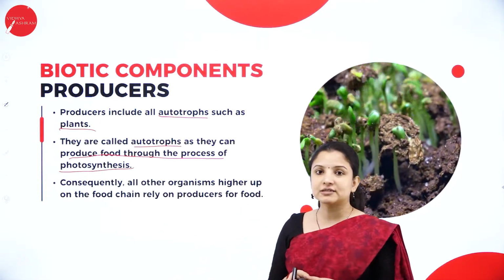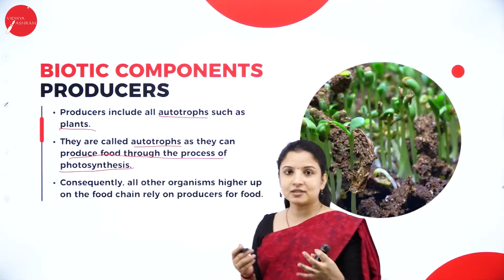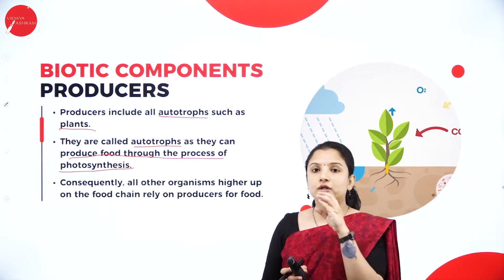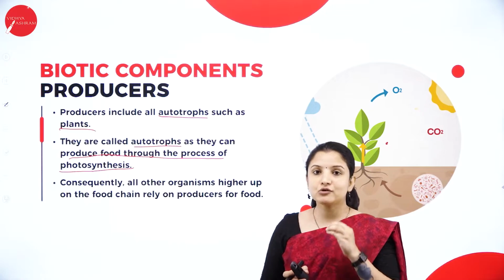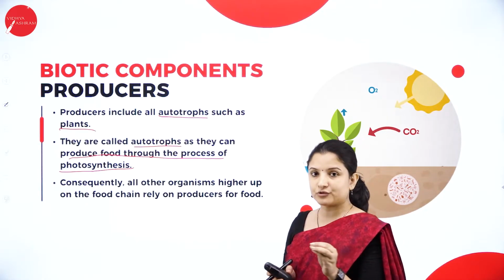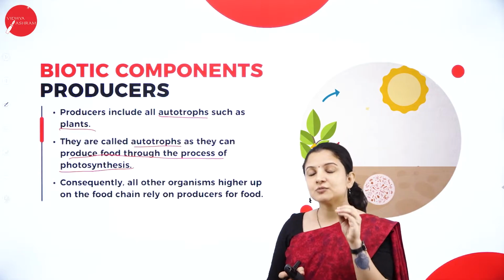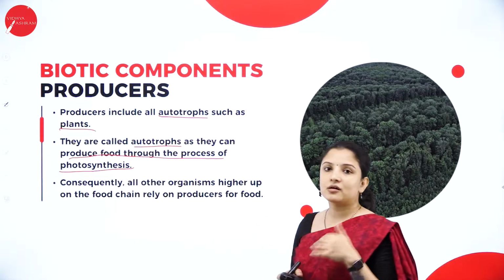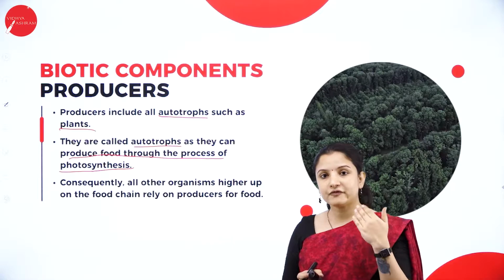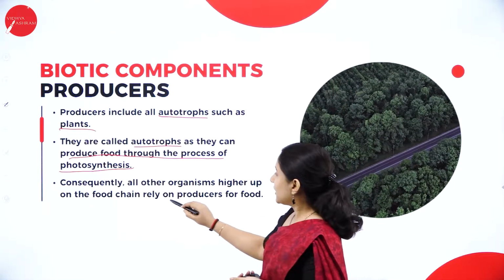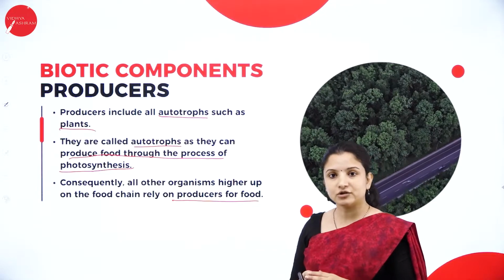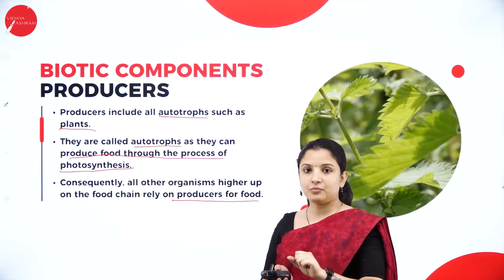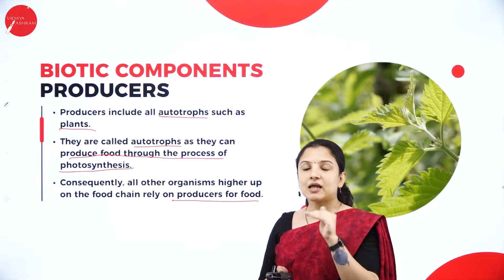So what is photosynthesis? Photo means light here. Synthesis is to prepare or to synthesize, right? So they are preparing their own food, or synthesizing their own food, by making use of sunlight energy. That is the process of photosynthesis. Since plants can photosynthesize on their own, they are called autotrophs. Consequently, all other organisms in the higher trophic levels of the food chain rely on the producers for food. So all other organisms, that is the heterotrophs, which feed on or depend on these green plants, become the consumers.